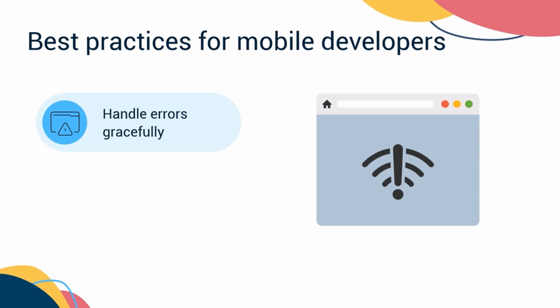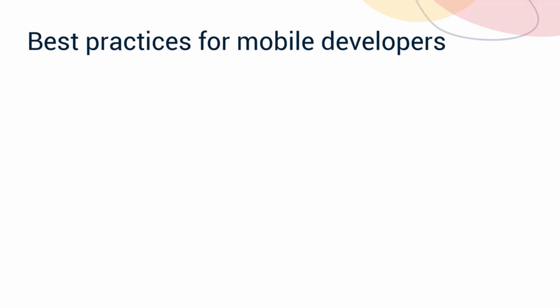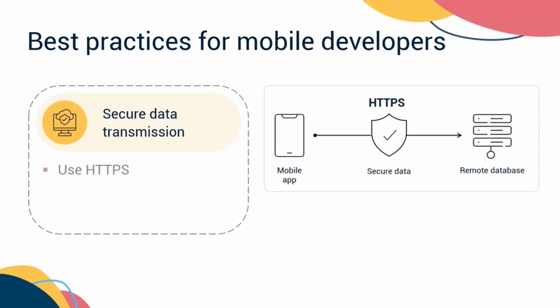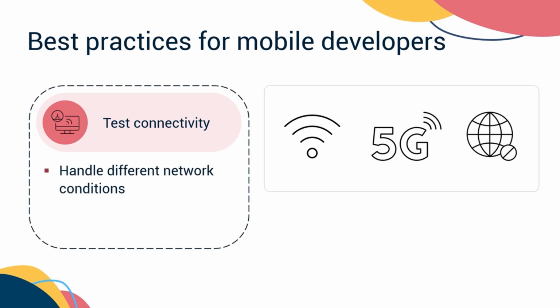Implement error handling mechanisms that inform users about issues and provide fallback options to handle errors gracefully. This is crucial when databases are unreachable or invalid data is returned. Always secure data transmission by using HTTPS, protecting sensitive data during communication between mobile apps and remote databases. Test connectivity to ensure the app works well in different network conditions, such as Wi-Fi, mobile data, or offline mode. Implement retry logic for failed requests.